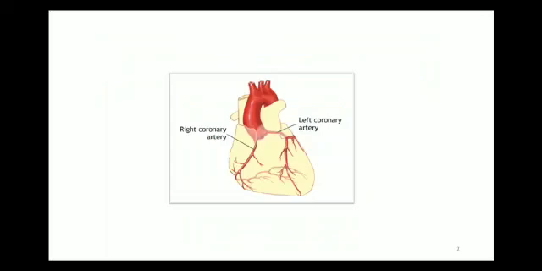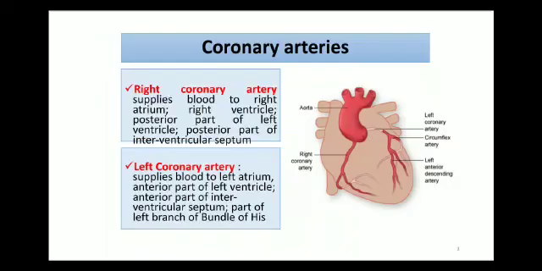Two principal arteries: right coronary artery and left coronary artery. Both arise from the root of the ascending aorta. The right coronary artery, RCA, supplies blood mainly to the right side, but there is some left portion also. So RCA supplies blood to the right atrium, the right ventricle, the posterior part of the left ventricle and the posterior part of the interventricular septum.